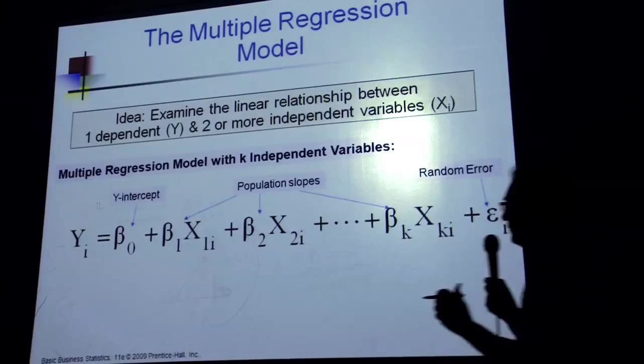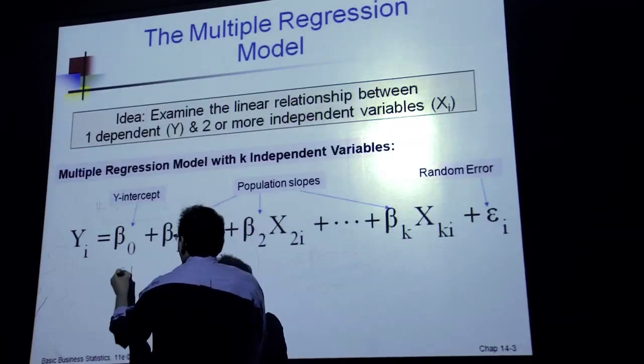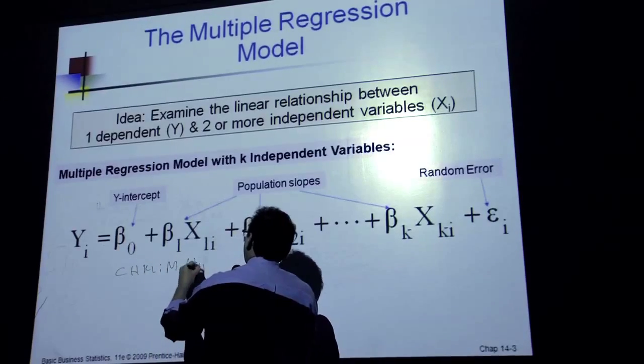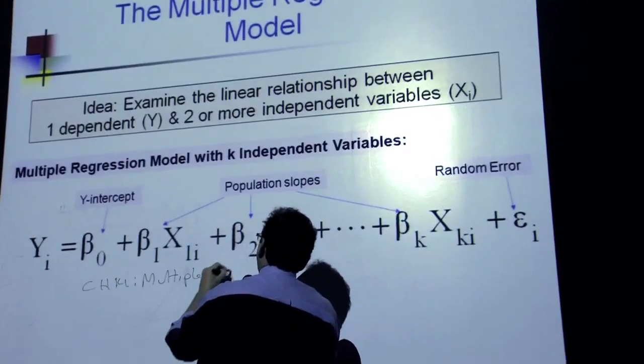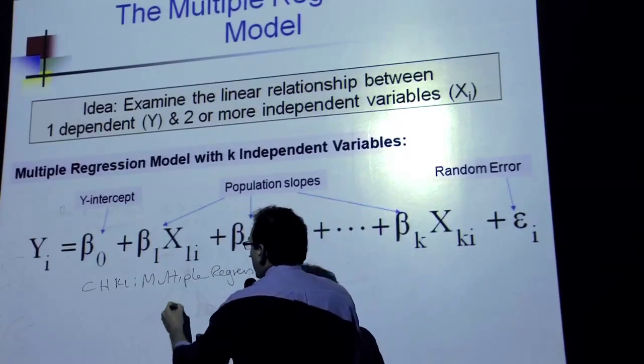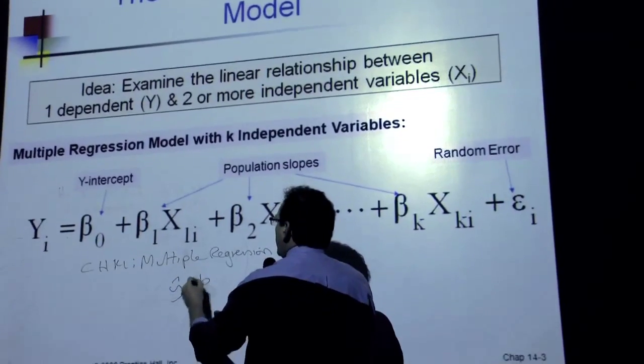Chapter 14. So first of all, let me write for the videotape. This is chapter 14, and it's called Multiple Regression, as compared to chapter 13, which was simple regression, where, if you recall in chapter 13, the formula we've been using is b0 plus b1 times x.